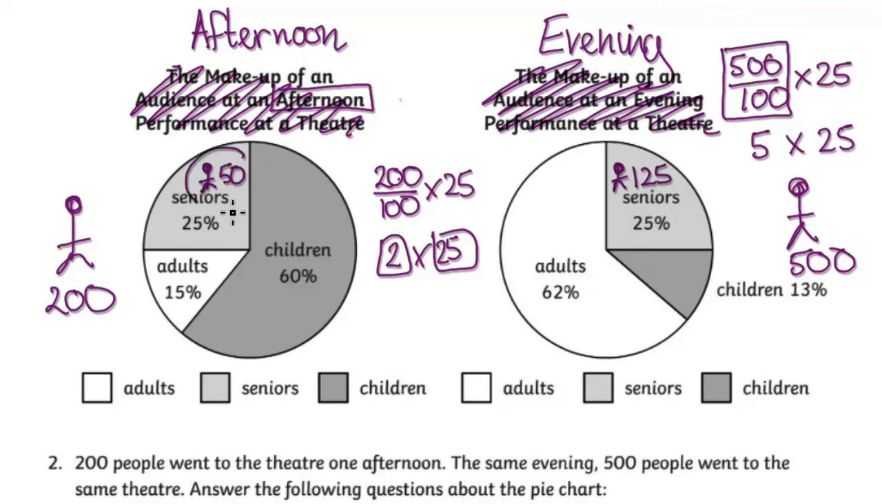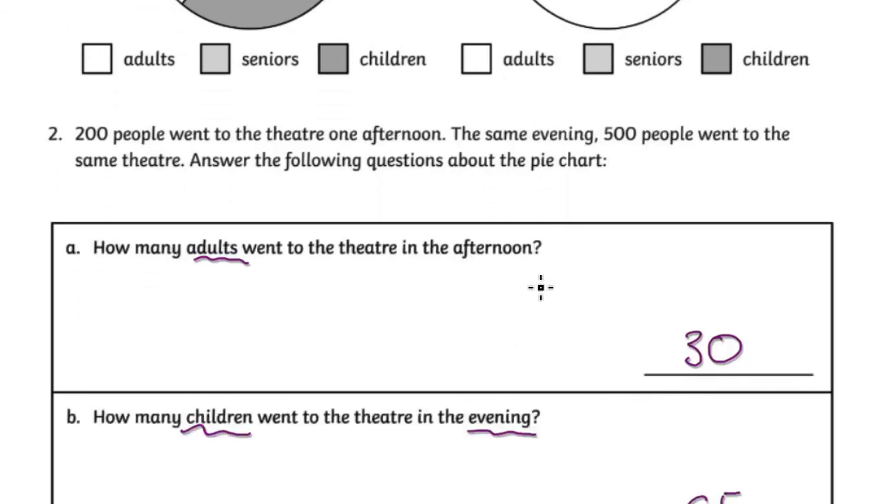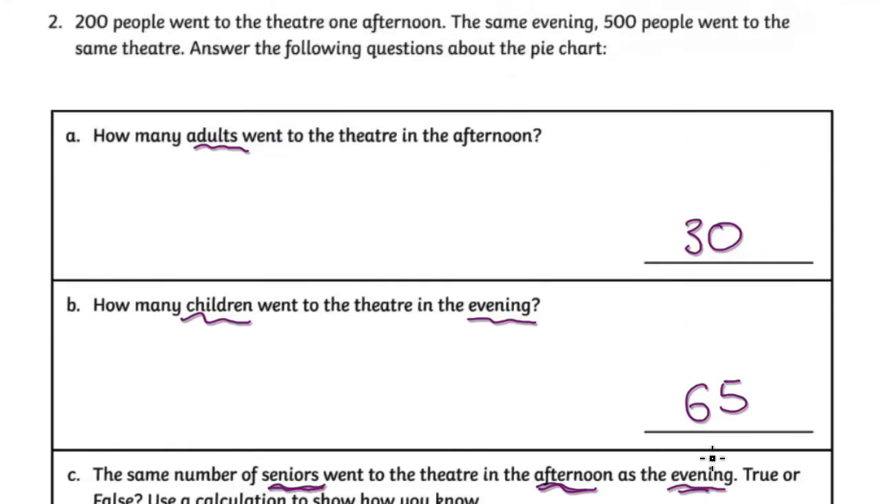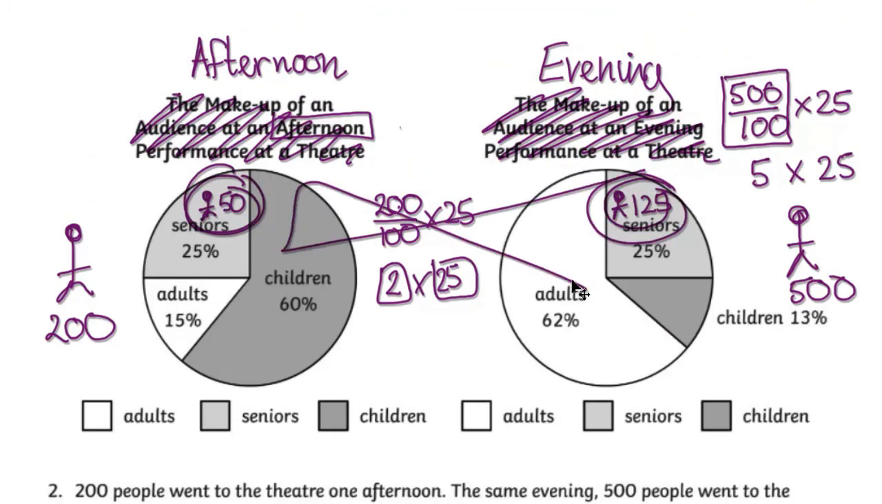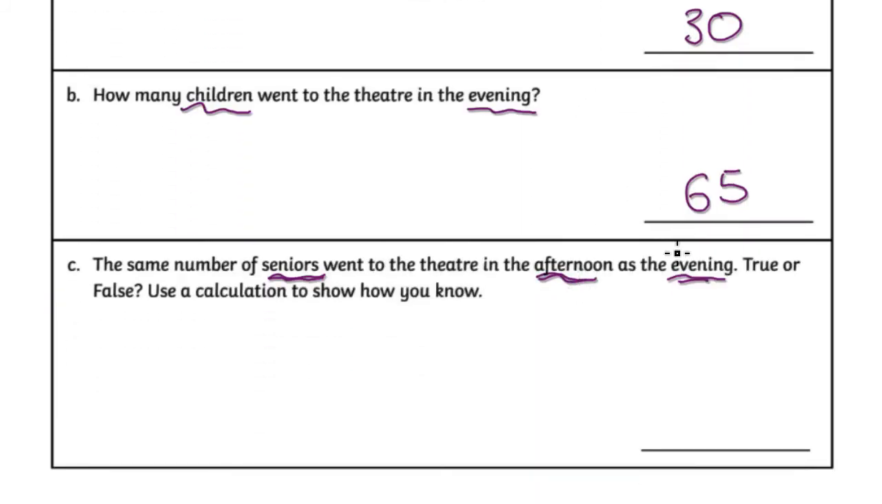You see here, 50 people. Here you've got 125. And then down here in the statement, it says the two numbers are the same, true or false. It says the same numbers of seniors in the afternoon and evening. So this must be false, because up here it's 50, and here it's 125. So it must be false. Okay, so your answer down here would be false.